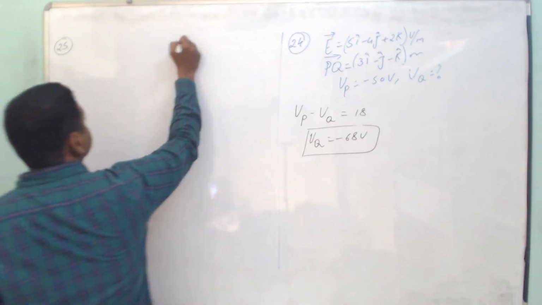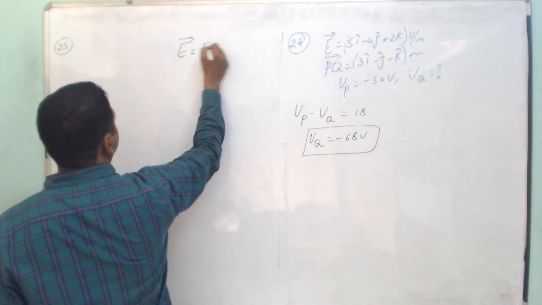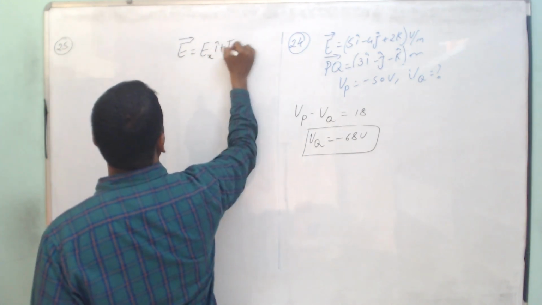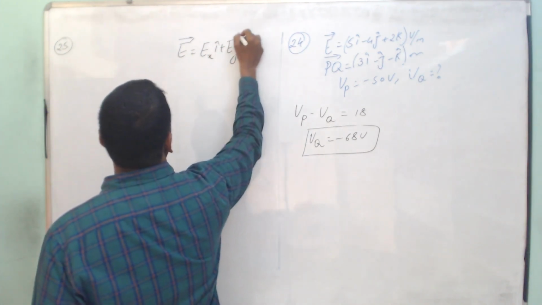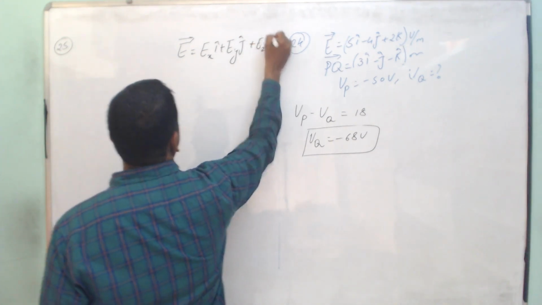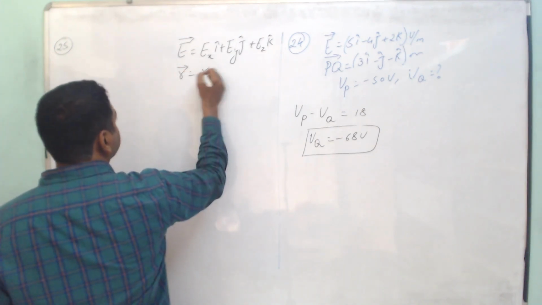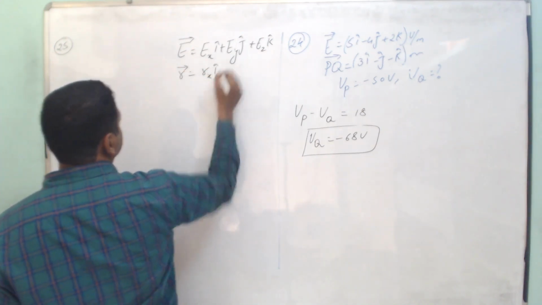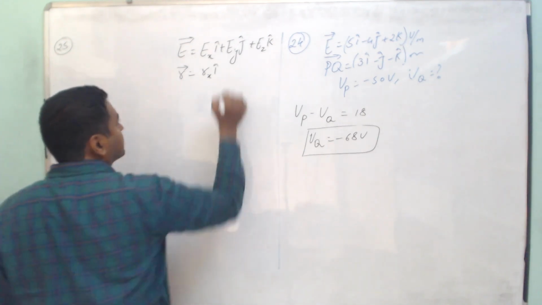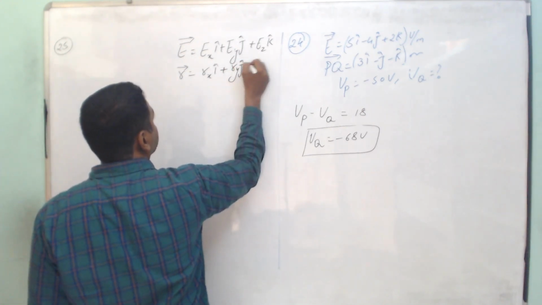Yes, sir. So the next one is the derivation actually, but I still want to do it. We have done this earlier, but I am redoing it because I want you to have it in your practice twice. So if E bar is given as Ex I cap plus Ey J cap plus Ez K cap, and R bar is given as Rx I cap plus Ry J cap plus Rz K cap.